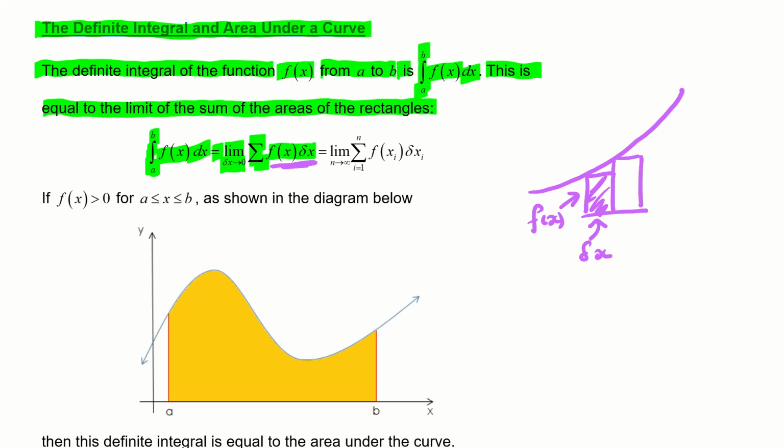The integral is the limit as the width of each rectangle tends to 0, and so we end up with an infinite sum of infinitely thin rectangles, if you like. And that is also equal to the limit as n tends to infinity of the sum from i equals 1 to n of f of xi delta xi.